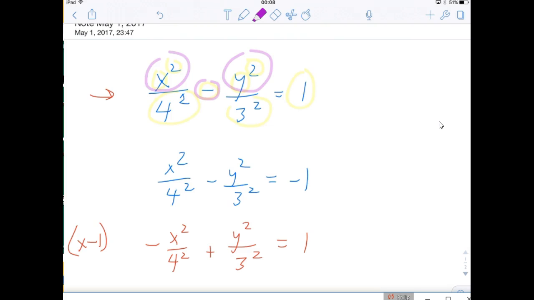Now, what does the 4 and the 3 mean here? As we saw in our investigation, the 4 and the 3 are related to the x and the y. The 4 is underneath the x, so it's related to the x. The 3 is underneath the y, so it's related to the y. These are transformations, kind of like stretch compressions. The 4 is doing a horizontal stretch compression because it's underneath the x, and the 3 is doing a vertical stretch compression because it's underneath the y.